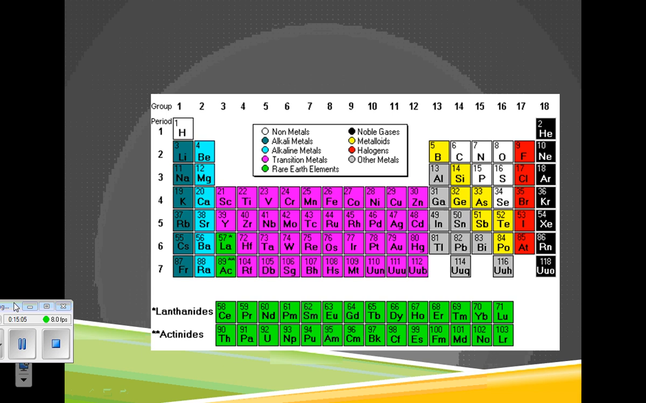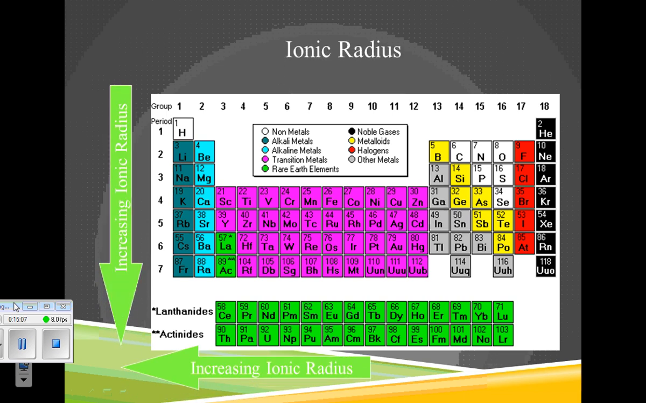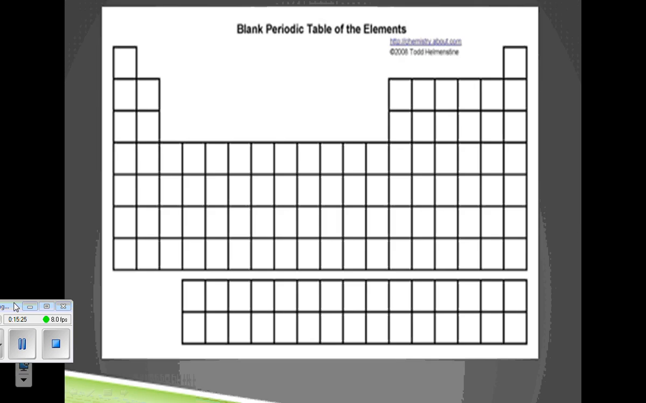Okay, so here is that picture again. Increasing radius as I go down and increasing radius as I go to the left. That means that my largest ion radius will be at francium and my smallest ion radius will be up there at helium. So on our periodic table, we can use a periodic table to be able to answer these questions of trend.